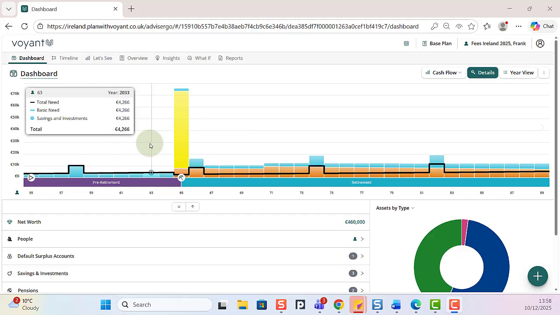At Voyant, we're always working to make financial plans as accurate and as realistic as possible. We have improved how fees are modelled within the investment and retirement accounts. In the past, all fees have been grouped together and automatically deducted from investment growth.